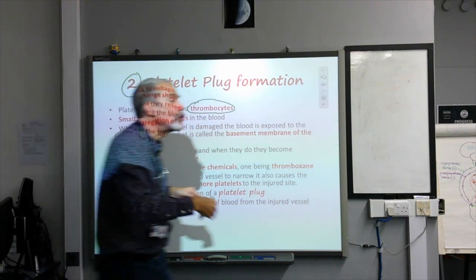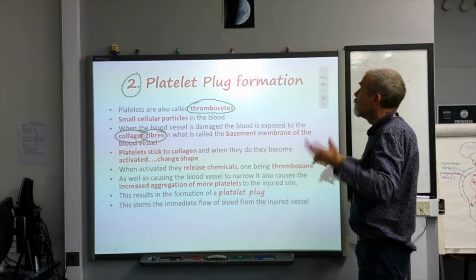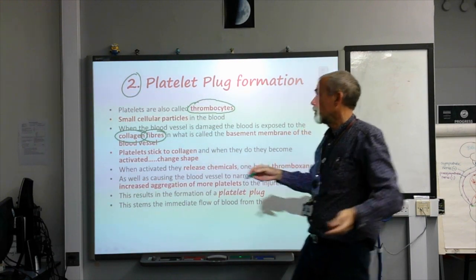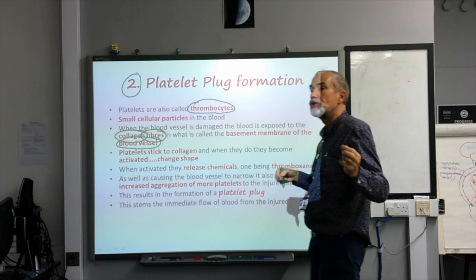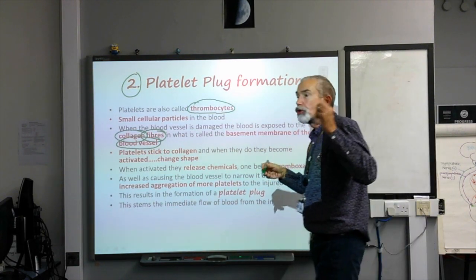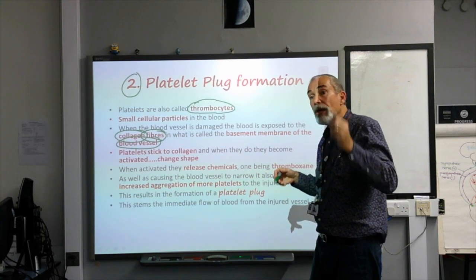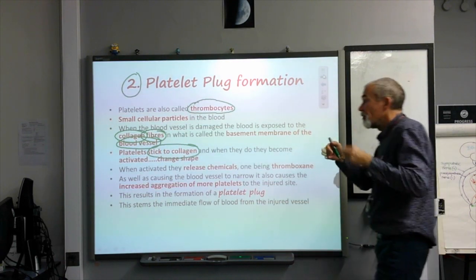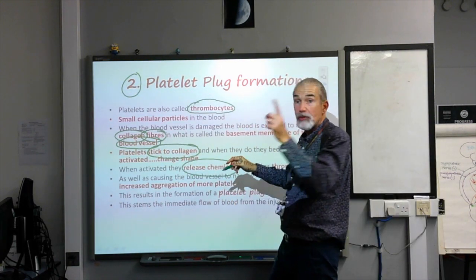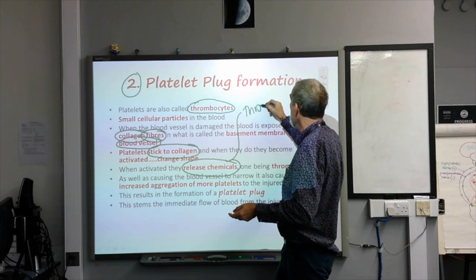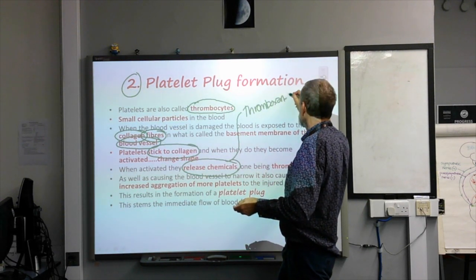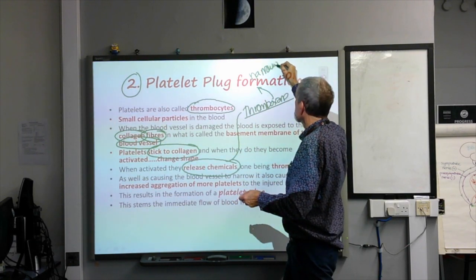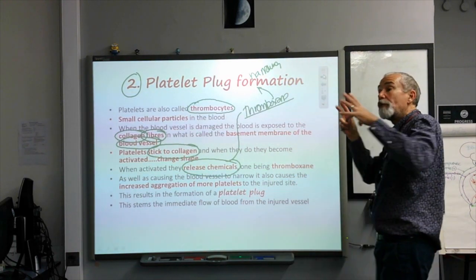But when you get an injury, it means for the first time that these platelets are going to be exposed to the basement membrane of a blood vessel. And that's when things really start to change. Because platelets suddenly start to change shape. And in changing shape, they stick to the collagen. And in sticking to the collagen, they also then release those chemicals, the main one of which is thromboxane. So they release thromboxane, which we now know causes narrowing. So they become activated and they narrow the blood vessel.